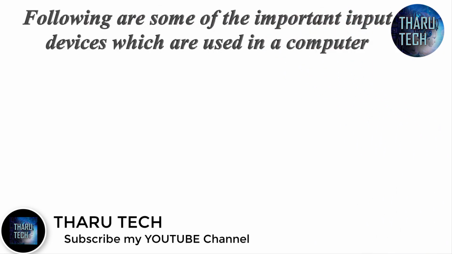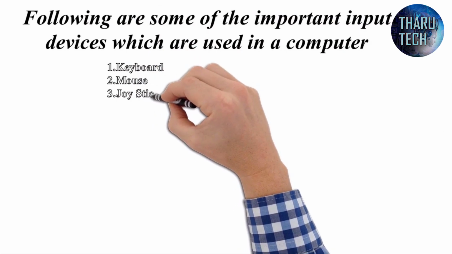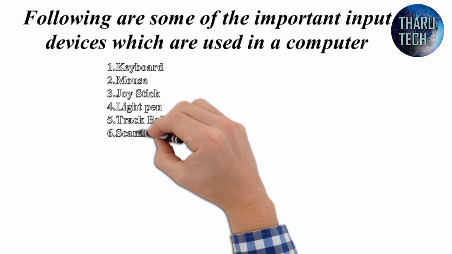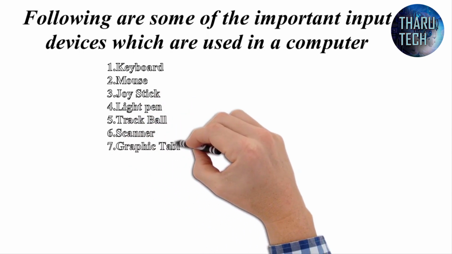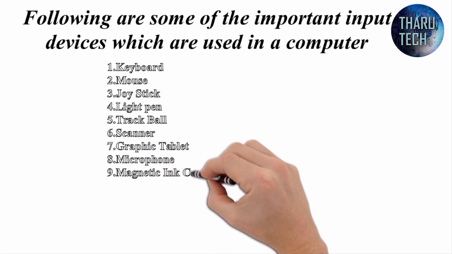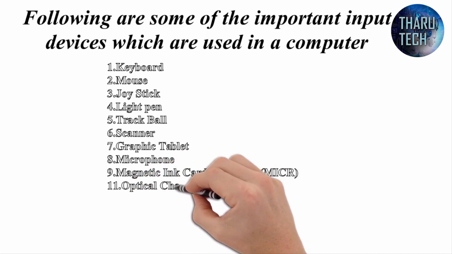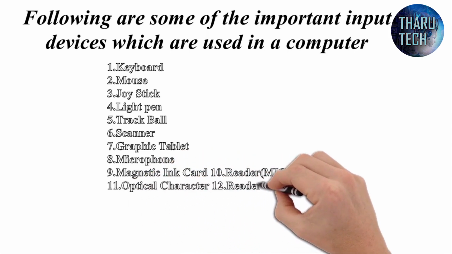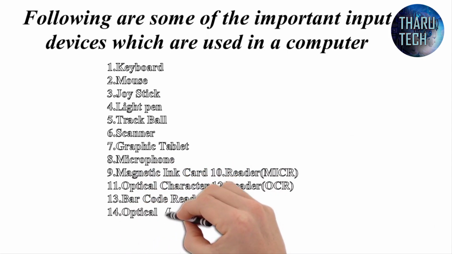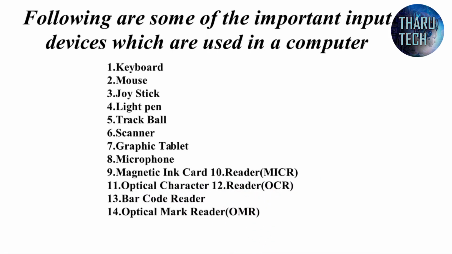Following are some of the important input devices which are used in a computer: keyboard, mouse, joystick, light pen, trackball, scanner, graphic tablet, microphone, magnetic ink card reader MICR, optical character reader OCR, barcode reader, optical mark reader OMR. Now we will discuss them one by one.